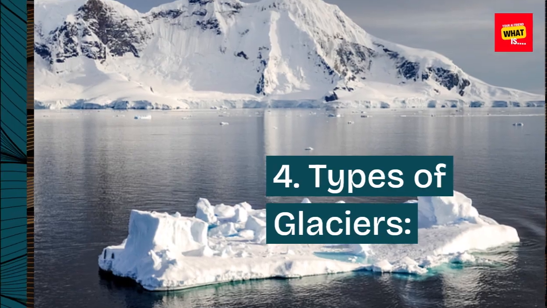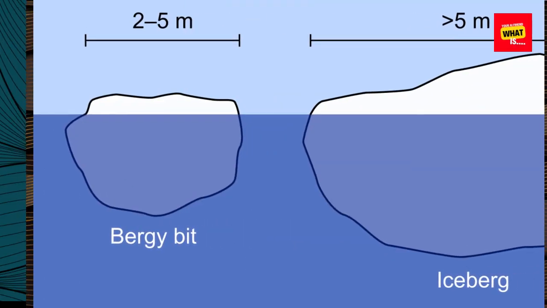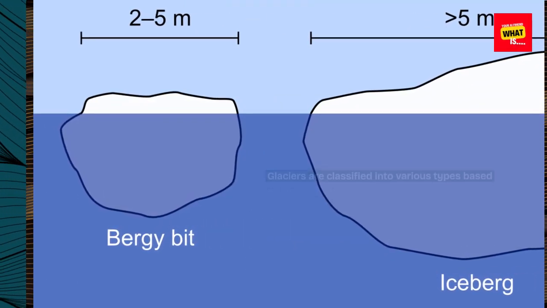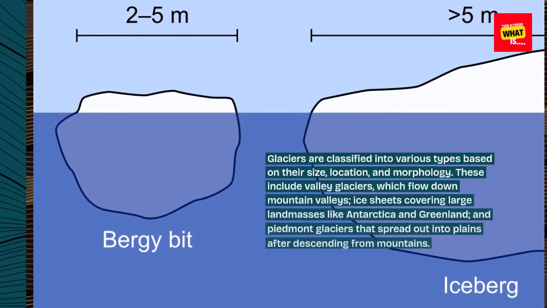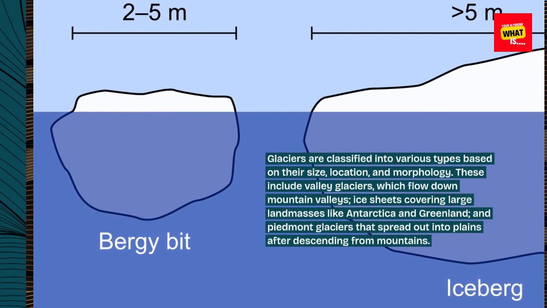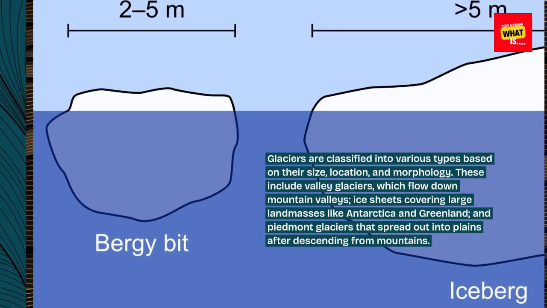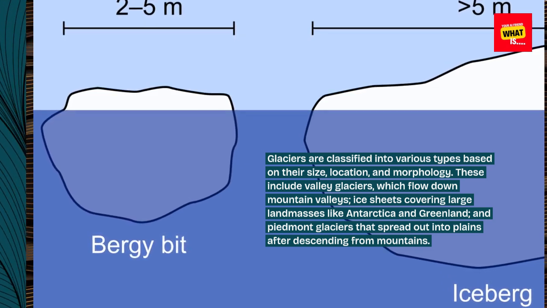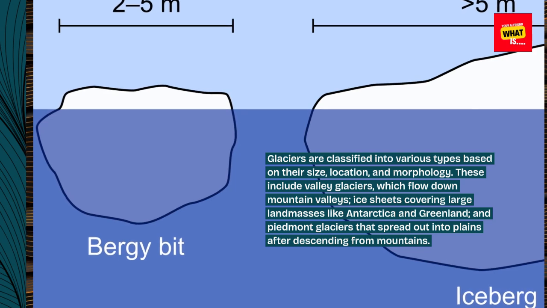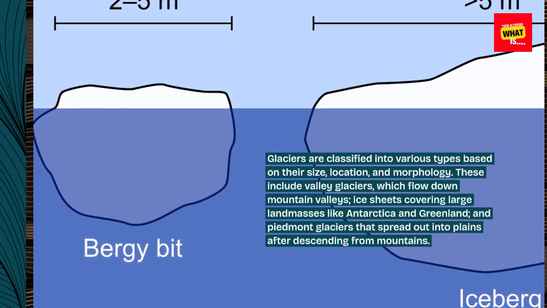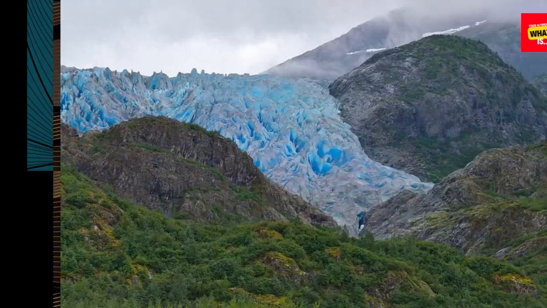4. Types of glaciers. Glaciers are classified into various types based on their size, location, and morphology. These include valley glaciers, which flow down mountain valleys, ice sheets covering large landmasses like Antarctica and Greenland, and Piedmont glaciers that spread out into plains after descending from mountains.